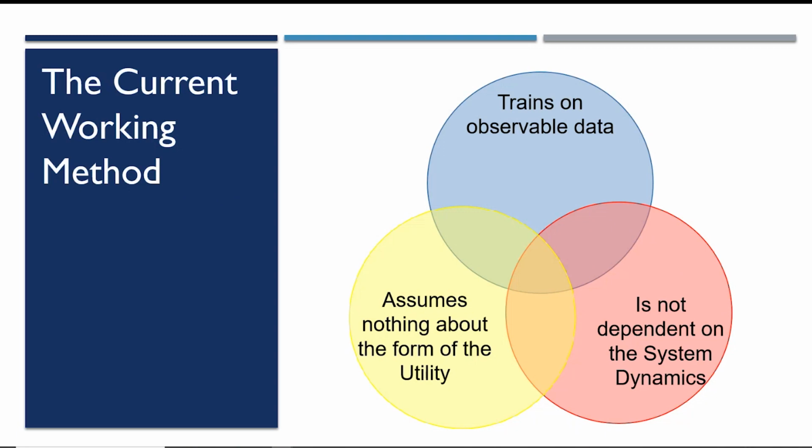We also want it to assume nothing about the form of the utility. That's why we use a neural network, because the only assumptions we're making are what the inputs are. We don't want to say, oh, this variable could be linear in this term or quadratic in this term. We want as general a method as possible. And then we also want one which isn't dependent on the specific system dynamics, i.e. our specific SIR dynamics. You could put any system dynamics into this method and it would still work just as well. Our current working method falls into this category. So it assumes nothing about the utility, and you can use it with any system dynamics.